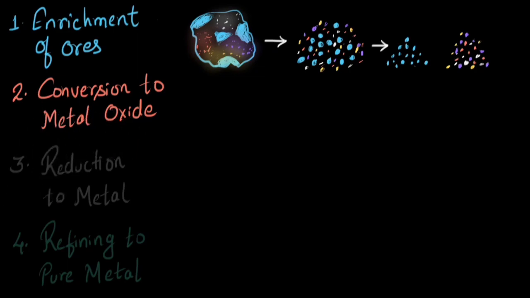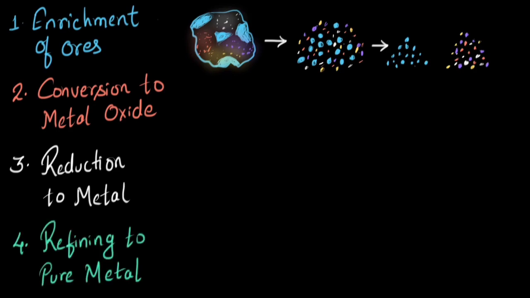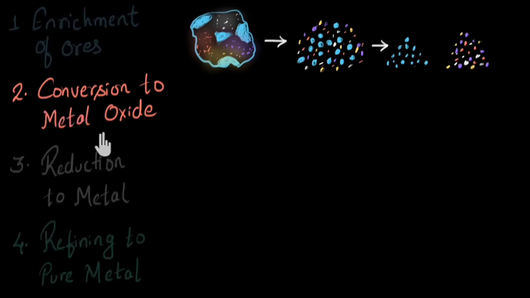And that will happen in the third step, reduction to metal. And after that, we will refine this metal to get pure metal in the fourth step. But in this video, let's talk about the second step, conversion to metal oxide.